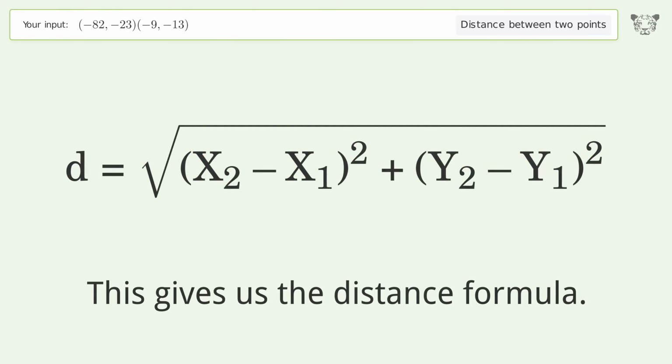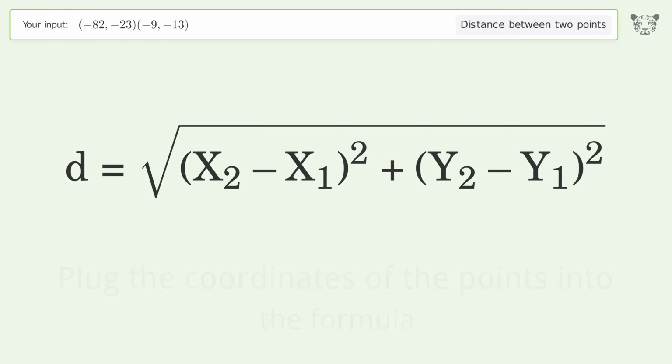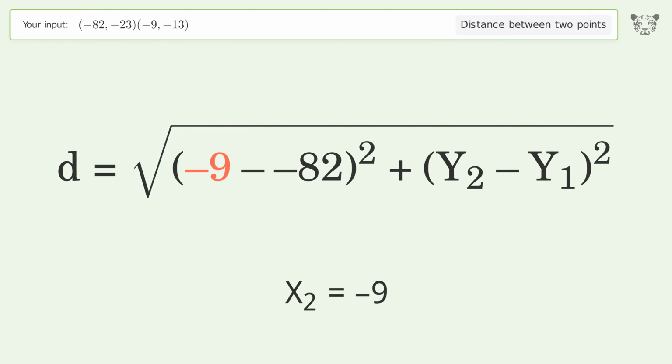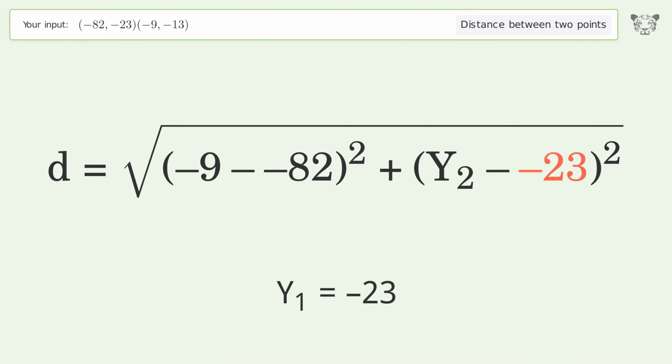Plug the coordinates of the points into the formula. x1 equals -82. x2 equals -9. y1 equals -23. y2 equals -13.